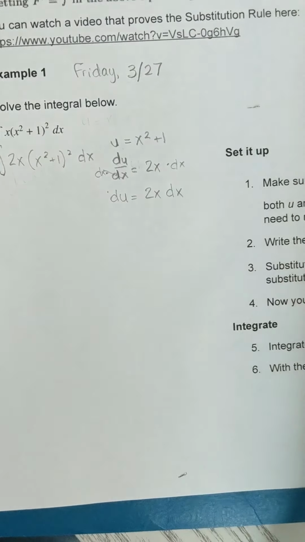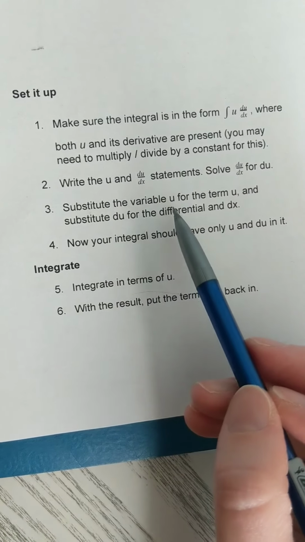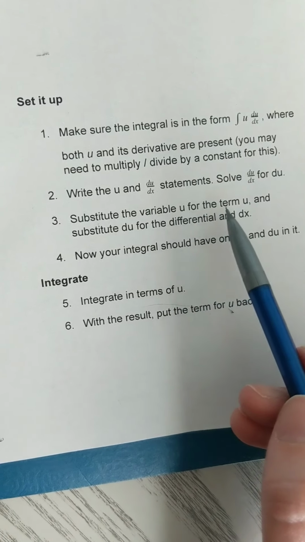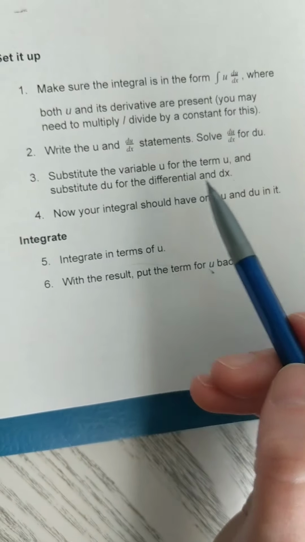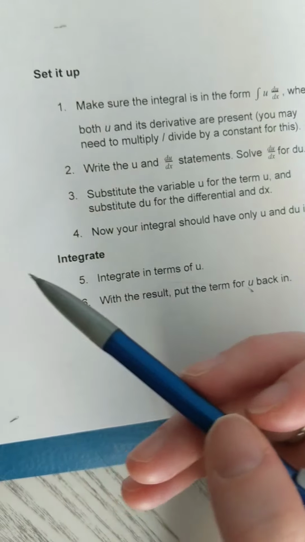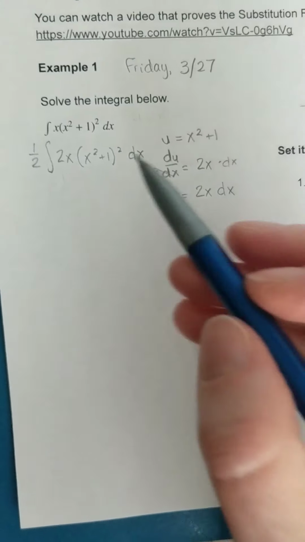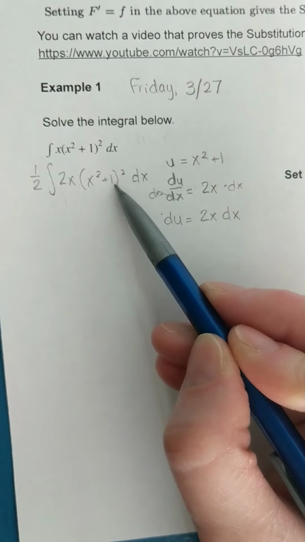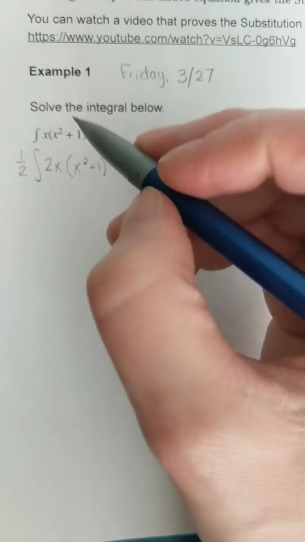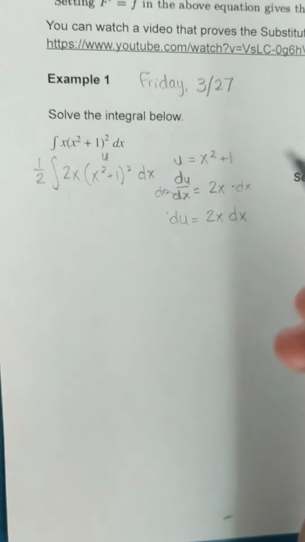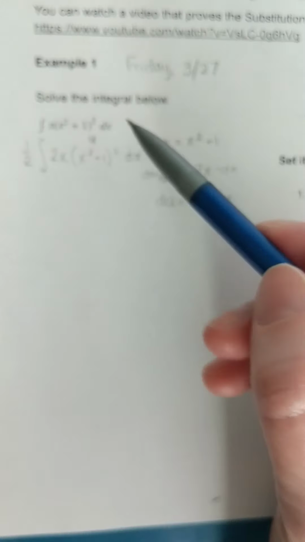All right, step 3. I'm going to substitute my variable u for the term u, and I'm going to substitute the variable du for the differential in dx. All right, allow me to show you what I mean by that. I'm going to take this term. We know that the x squared plus 1 is u. So I'm going to write u instead of that. Okay? I'm just showing you where it is right now.